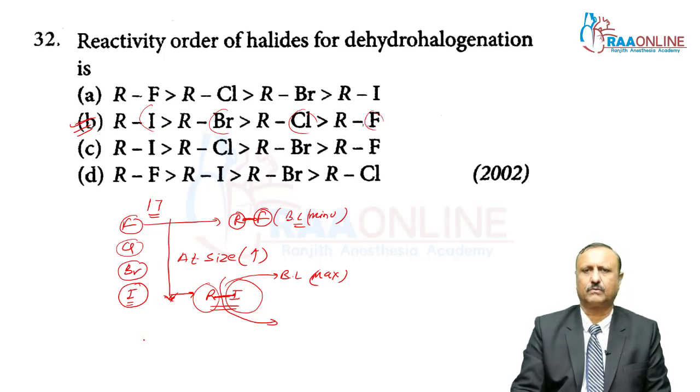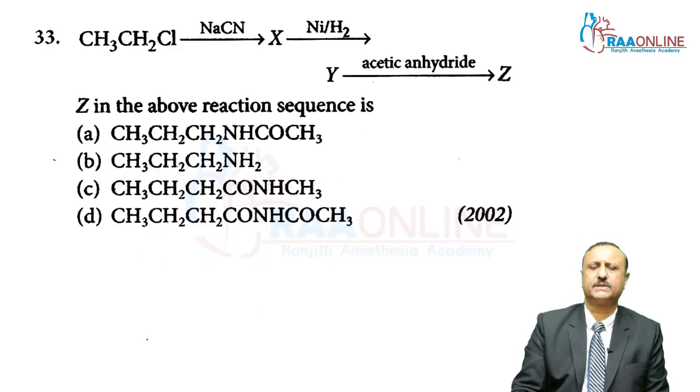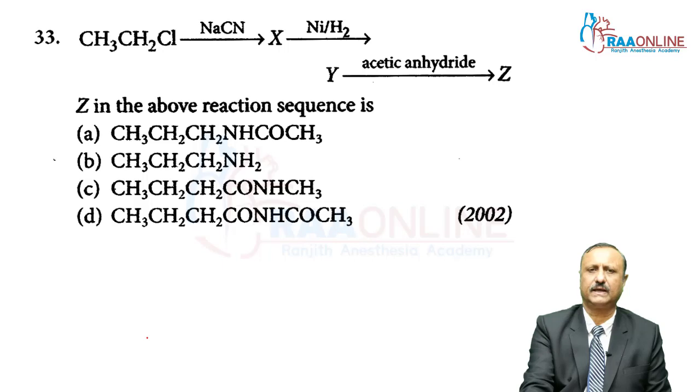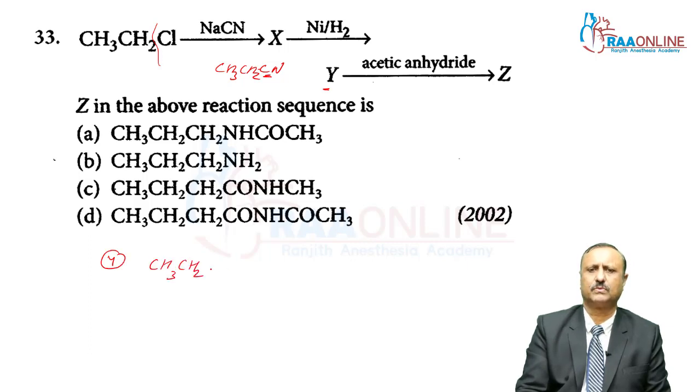Now, we can go to question number 33. CH3CH2Cl reacts with NaCN. When Cl is replaced by CN, you get CH3CH2CN. When this cyanide group is reduced by nickel and hydrogen, you get amines. Then Y is the amine, that is CH3CH2CH2NH2. This is the Y compound.